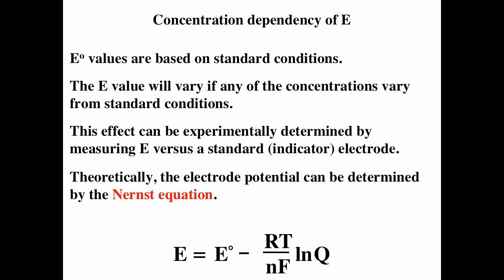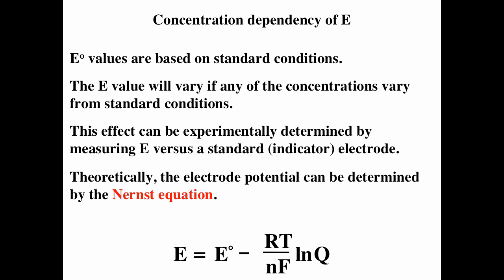Now, for potentials, E naught is for standard conditions, which means standard concentrations. If you have non-standard concentrations, then you're just talking about E. Just like in thermodynamics, where delta G naught and delta G were a little bit different, delta G naught did not change with the reaction. E naught does not change as the reaction proceeds. E naught is a constant for a specific reaction at a specific temperature. E does change as the concentrations change. You can determine this experimentally.